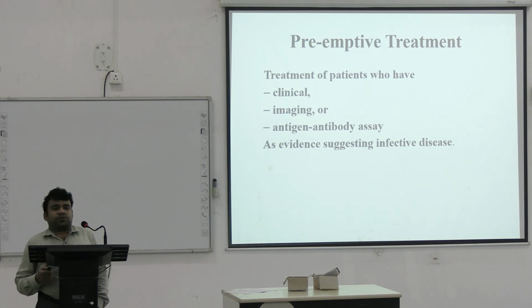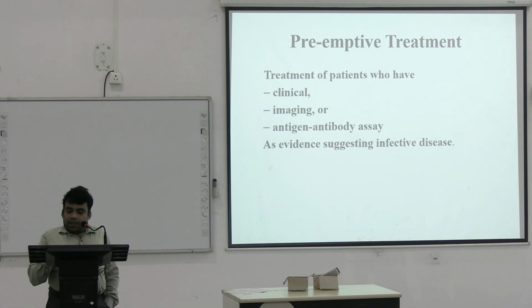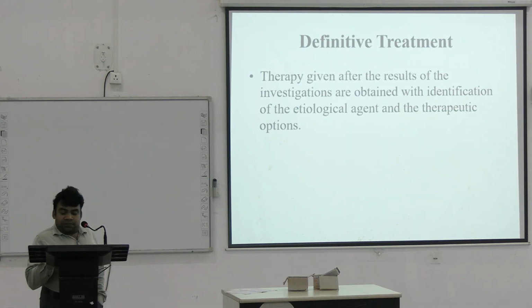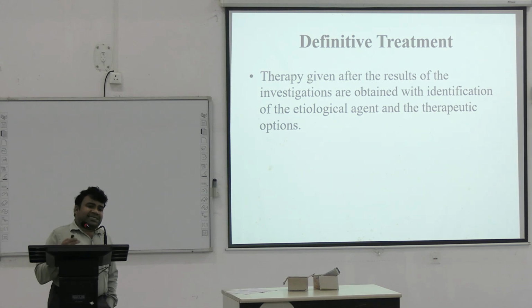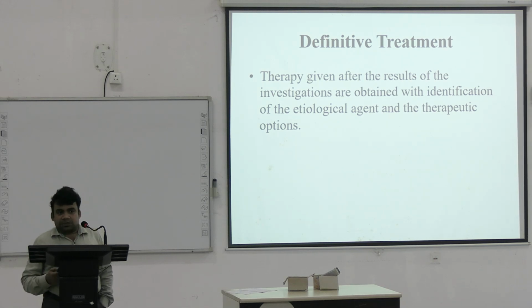The final part of the treatment would be definitive treatment, where now we know the exact disease that is occurring in the patient, the exact microorganism or bacteria which is causing the disease, and their susceptibility pattern. Based on that, we can choose the specific antibiotic and the dose in that patient. This is called definitive therapy. I think you have understood this part.